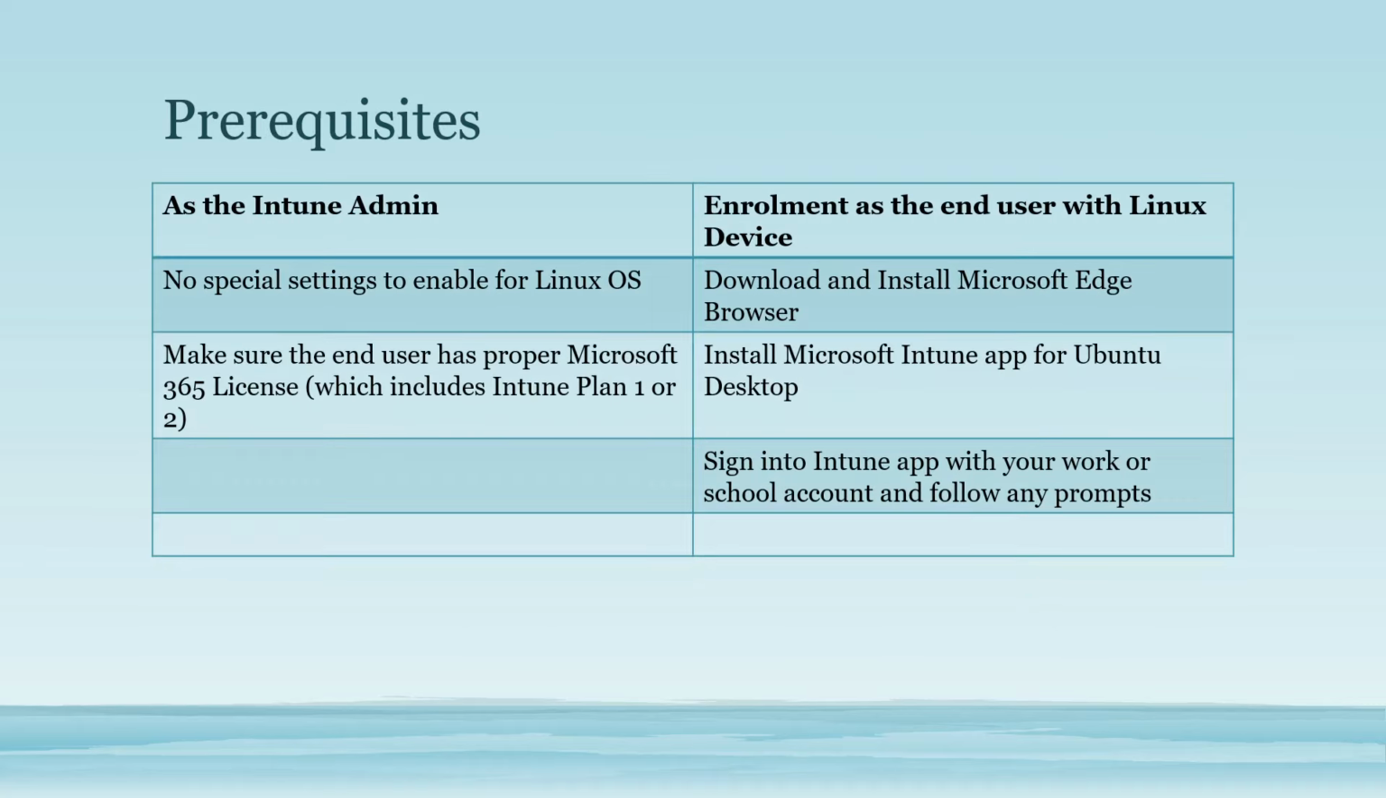Now let's take a look at the prerequisites. As the Intune administrator, if you've already set up your Intune environment for Windows devices, you don't have to do anything special. Just make sure that the end users have the proper licensing. As the end user, when you're enrolling your Linux device to Microsoft Intune, you need to download and install Microsoft Edge. You need to install the Microsoft Intune app for Ubuntu Desktop. And finally, you need to sign into the Intune app with your work or school account and follow any prompts.